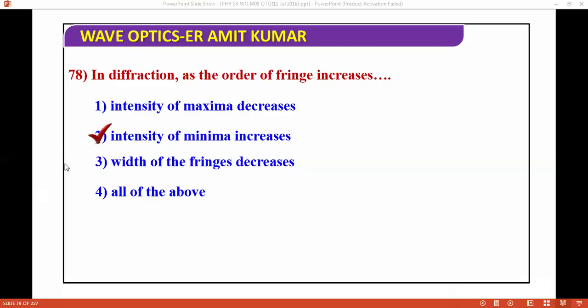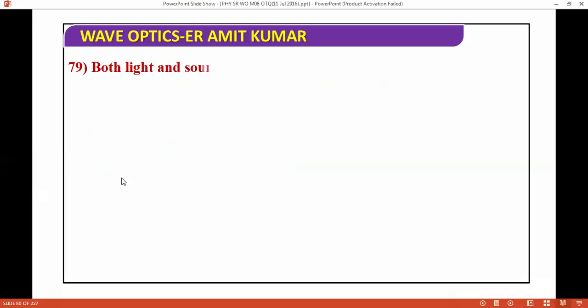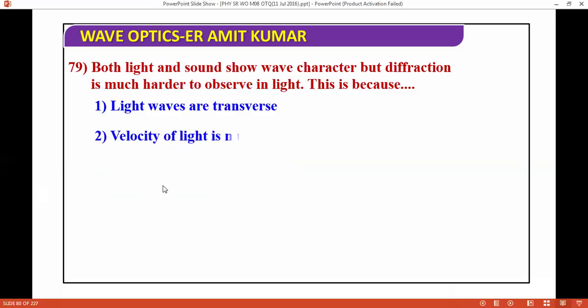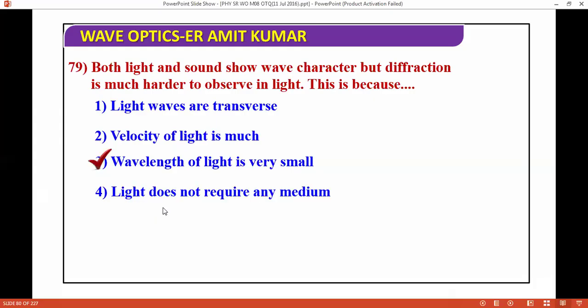So next question I'm moving ahead. Both light and sound show wave character, but diffraction is much harder to observe in light. This is because the wavelength of light is very small.